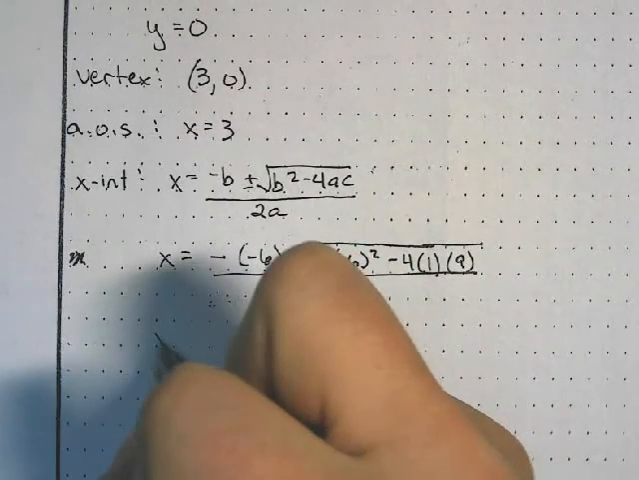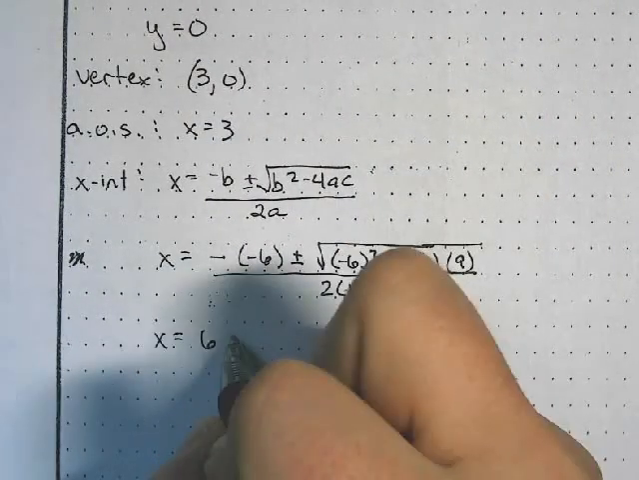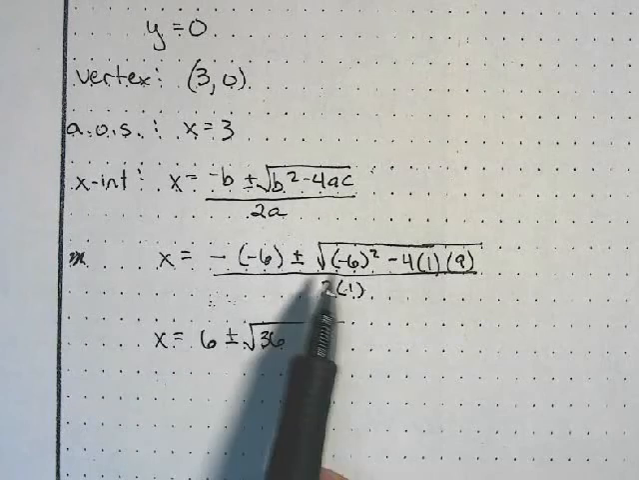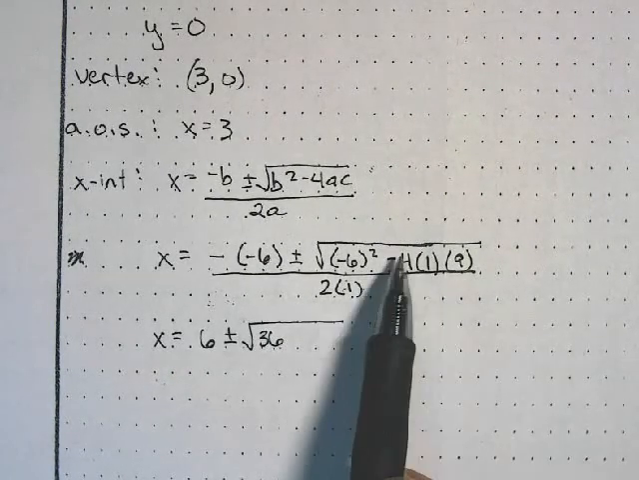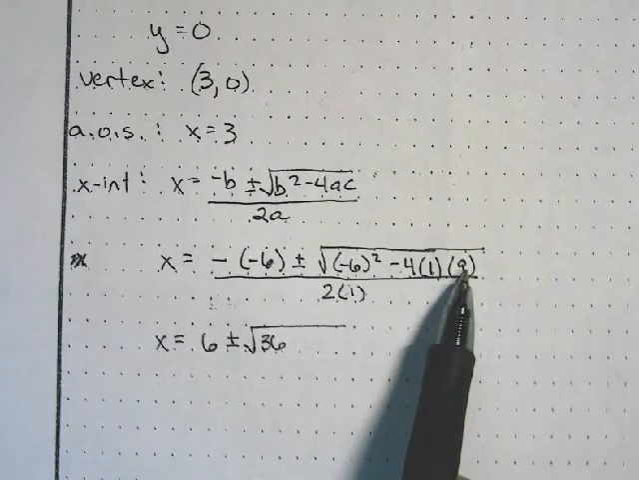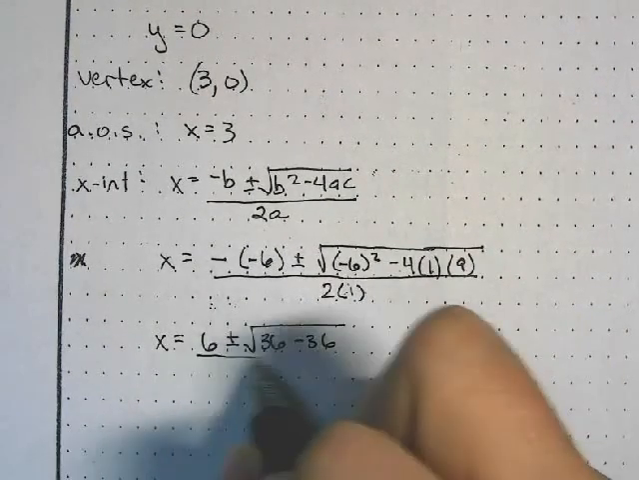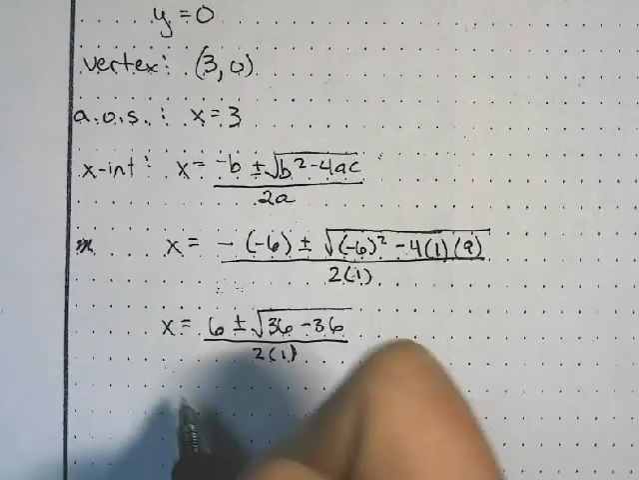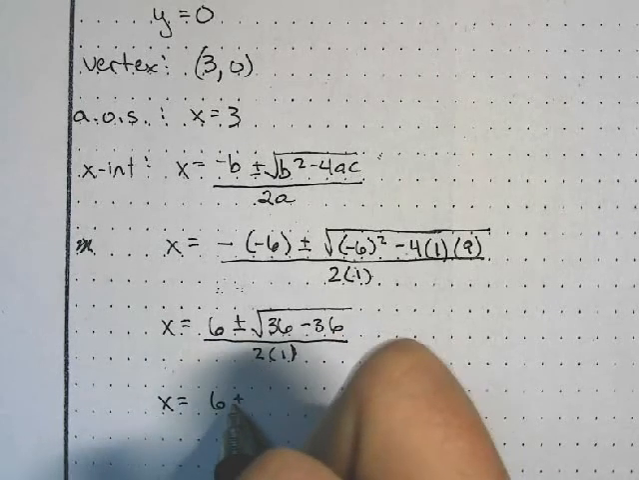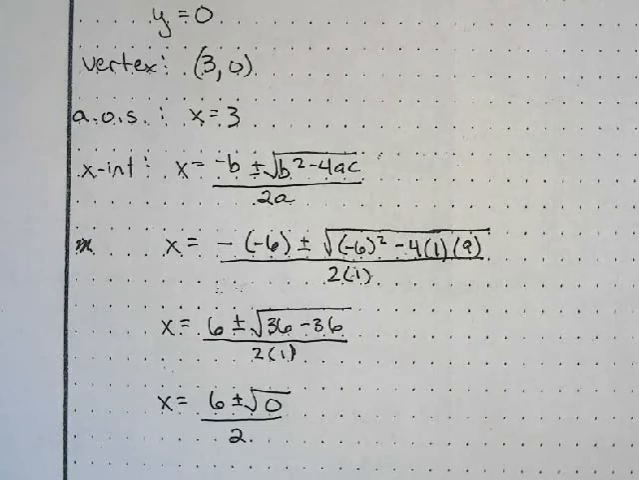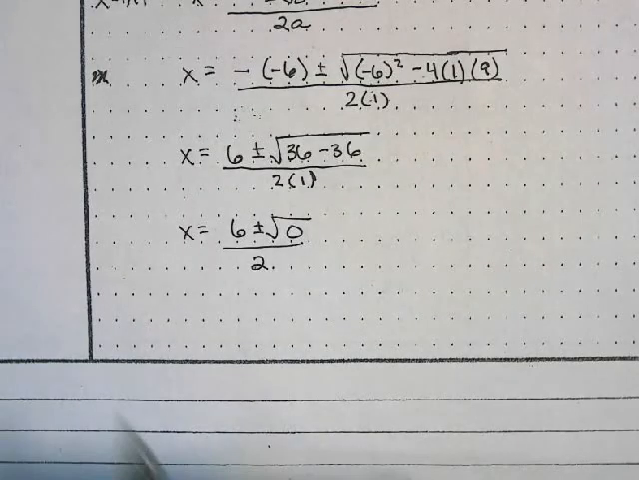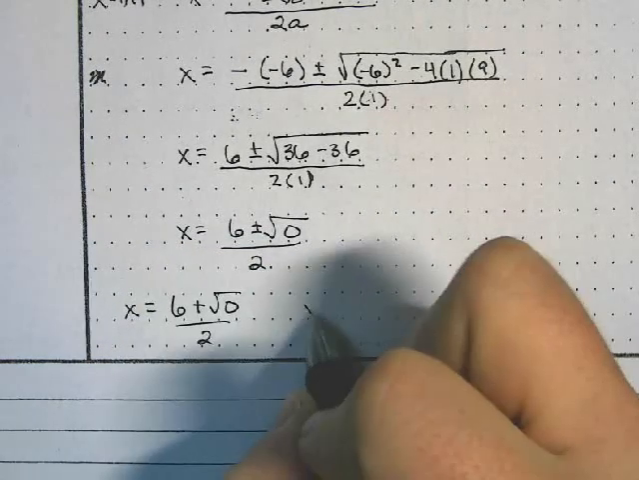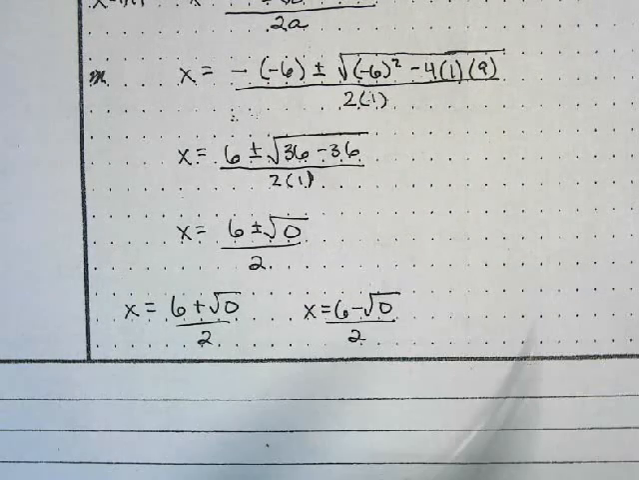Now I'm just simplifying, so I have x equals positive 6 plus or minus the square root of 36. Negative 6 squared is positive 36. Now I have negative 4 times 1 times 9, which would be negative 36, over 2 times 1. So I get x equals 6 plus or minus the square root of 0 over 2. So we get x equals 6 plus 0 over 2, and we get x equals 6 minus the square root of 0 over 2.